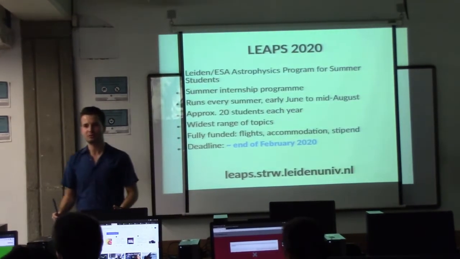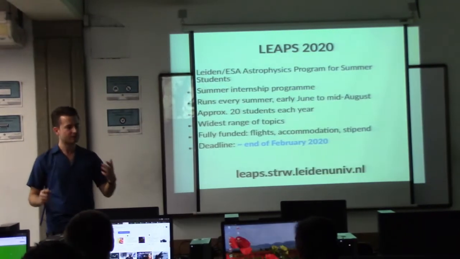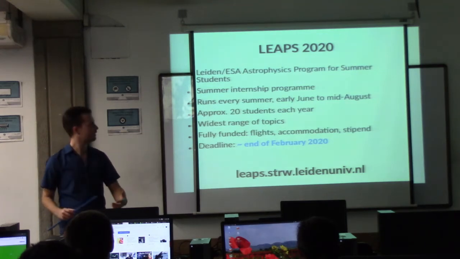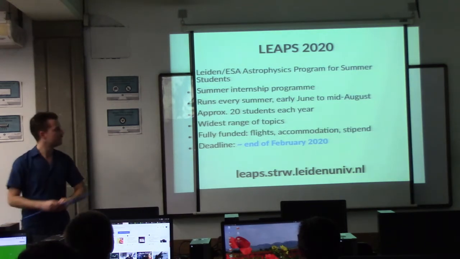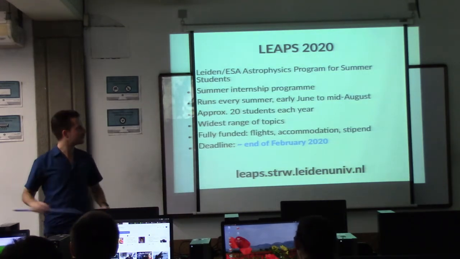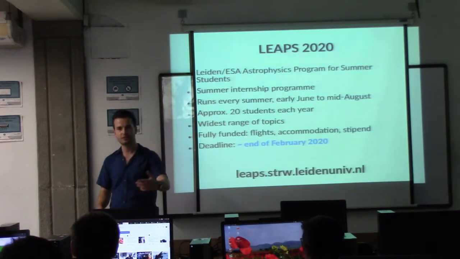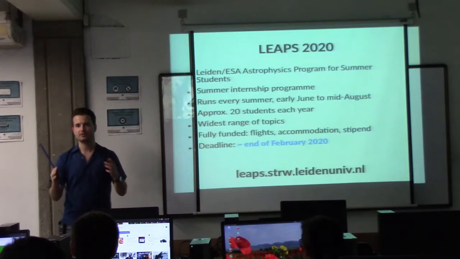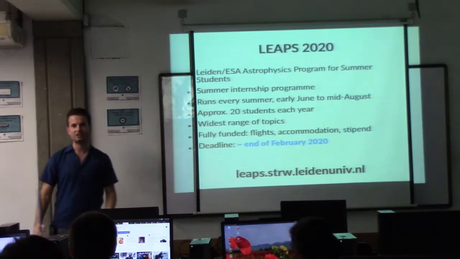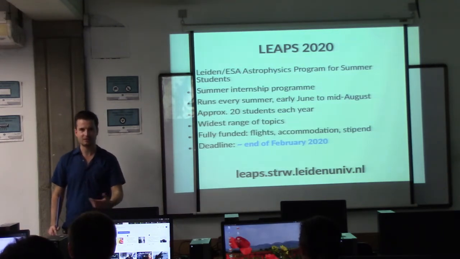But we have opportunities for you. We are running a summer student research program. Every summer we invite 20 to 30 students to work either at Leiden Observatory or the European Space Agency. We cover a wide range of topics, where they want to build spacecraft, to work on crazy theory. It runs every summer, early June to mid-August, 10 to 12 weeks of research. You don't have to pay anything for that. We pay for your flights, we pay for your visa, we get you accommodation, and we try to provide you with bikes sometimes. We give you a stipend to live off and maybe save some money as well.